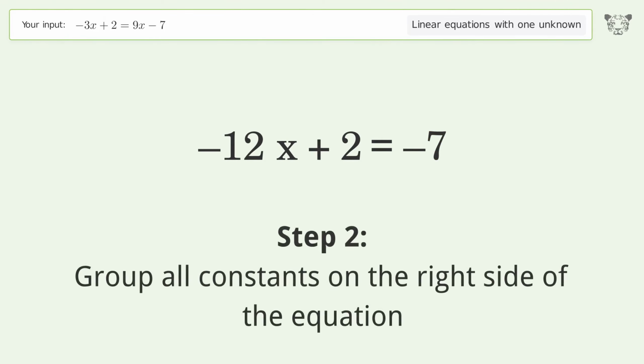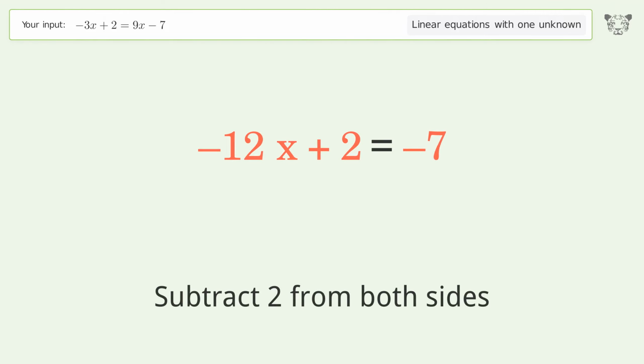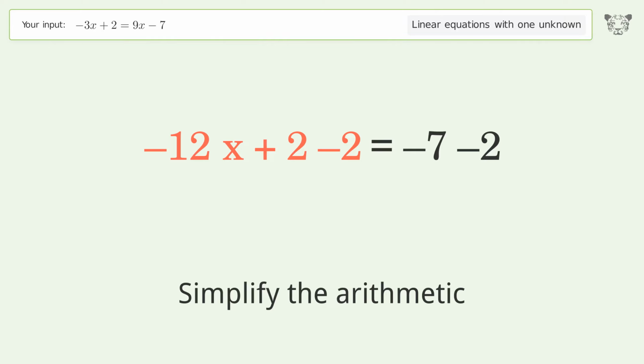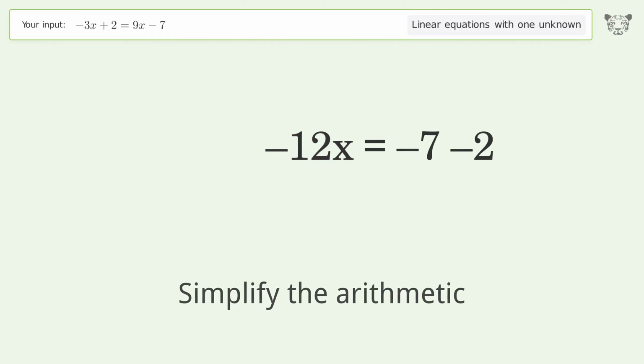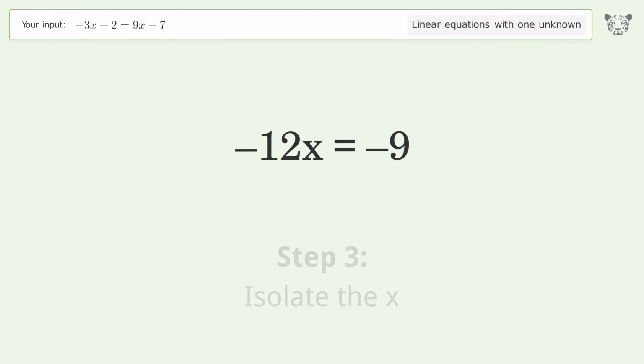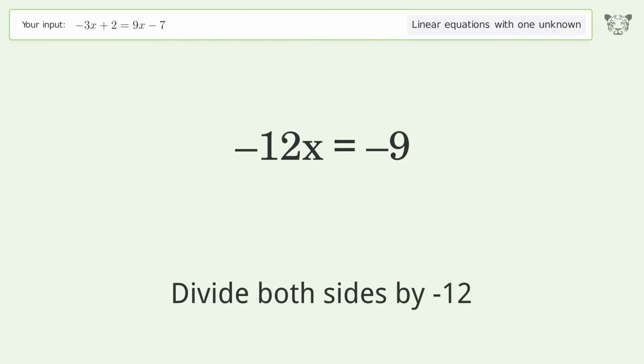Group all constants on the right side of the equation. Subtract 2 from both sides. Simplify the arithmetic. Isolate the x. Divide both sides by -12.